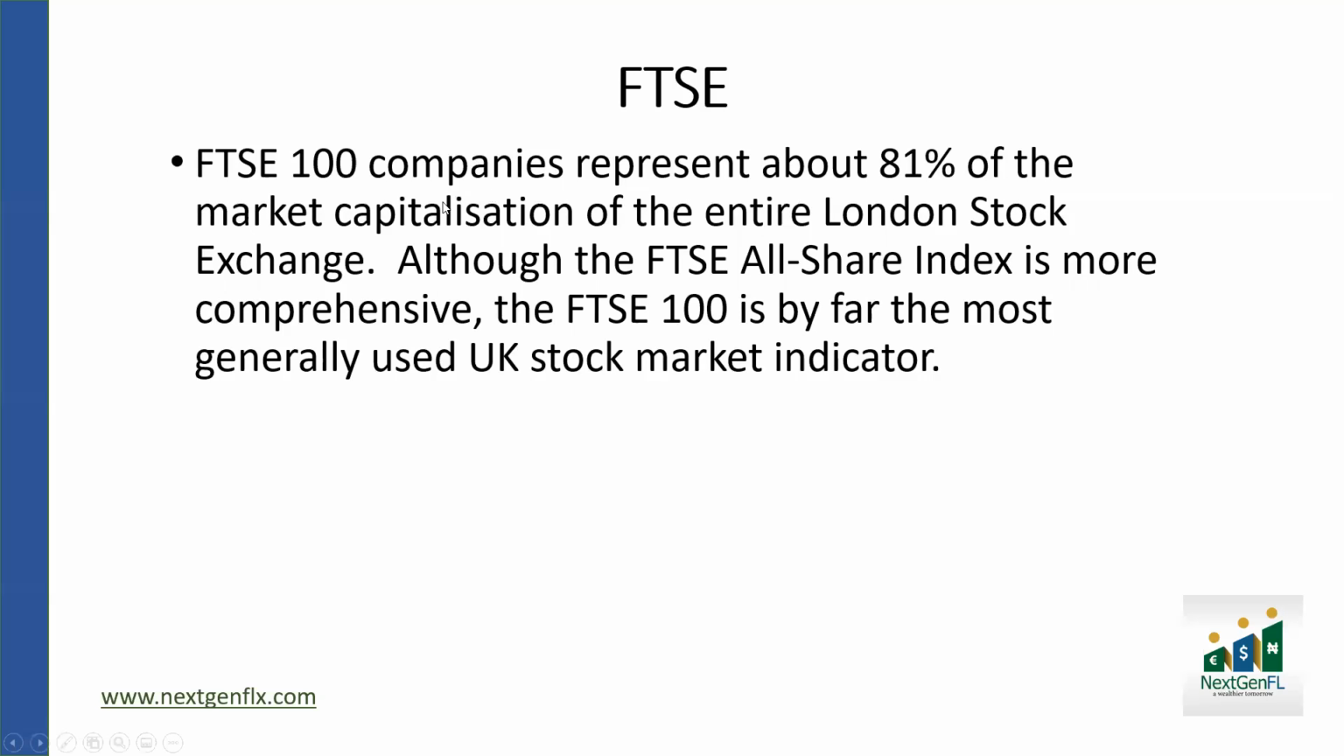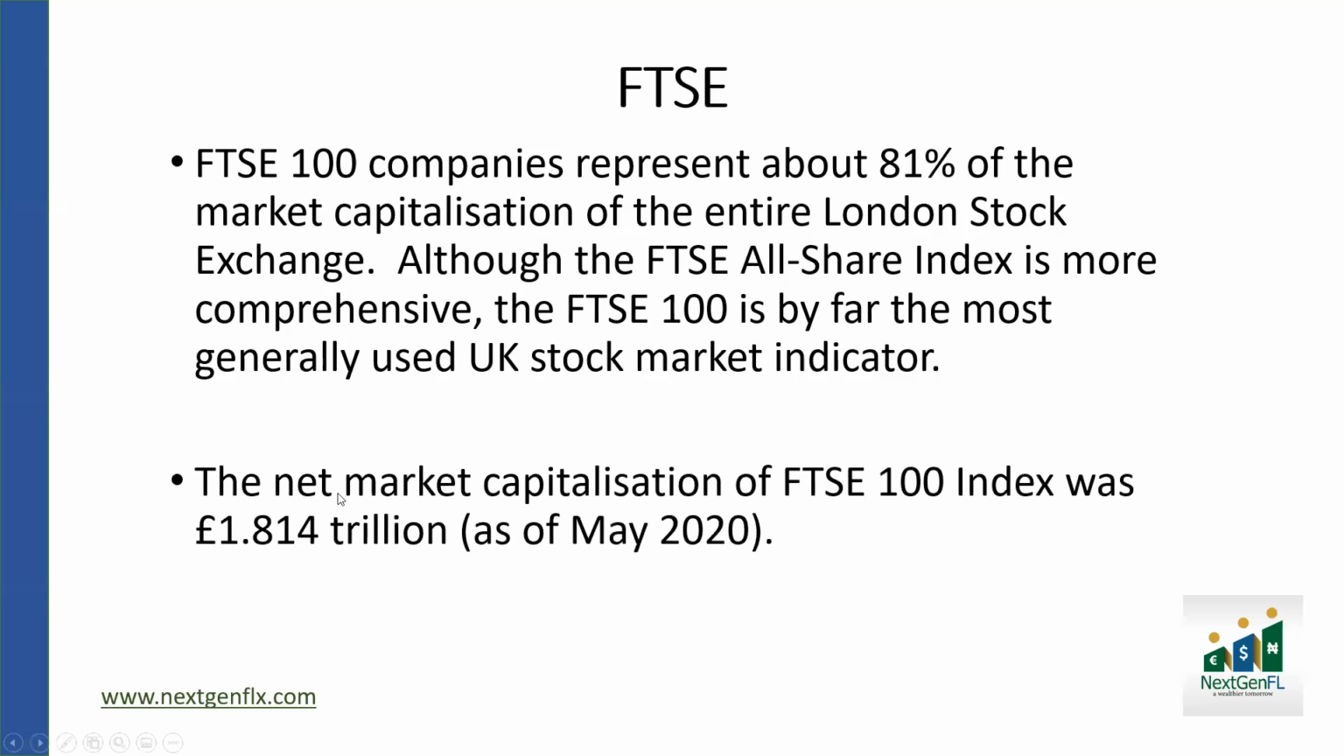So although the FTSE All-Share Index obviously takes into account all the stocks listed on the London Stock Exchange, and is more comprehensive, the FTSE 100 is by far the most generally used UK stock market indicator. And like I said, same in America. The most widely used in America is the Dow Jones 30 or the S&P 500. In Germany, the DAX 30. In Australia, the Aussie 200.